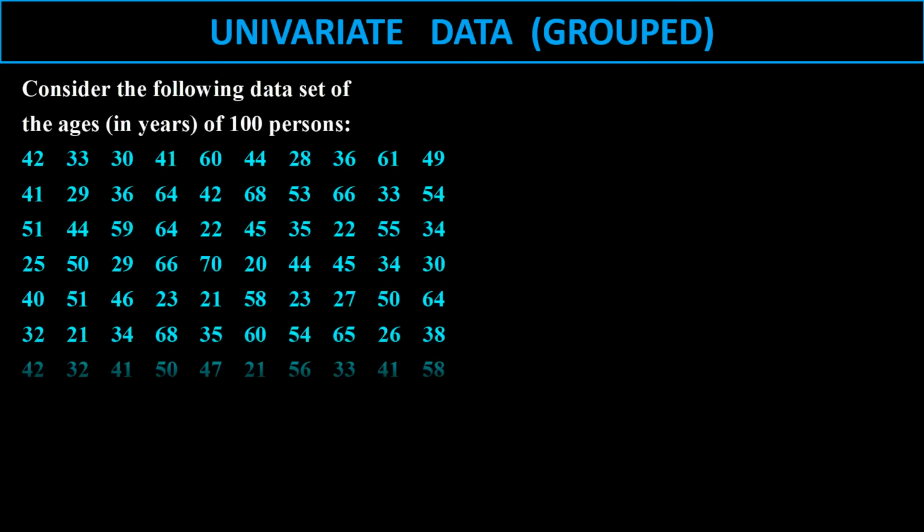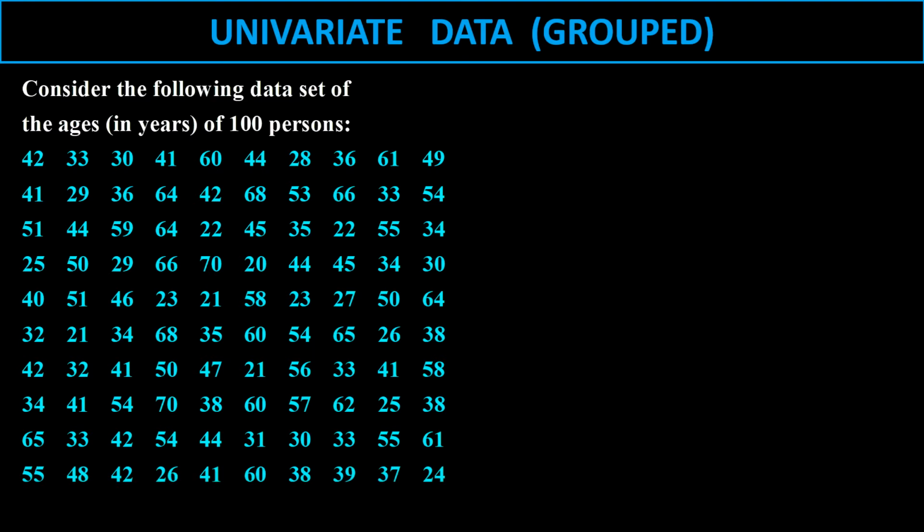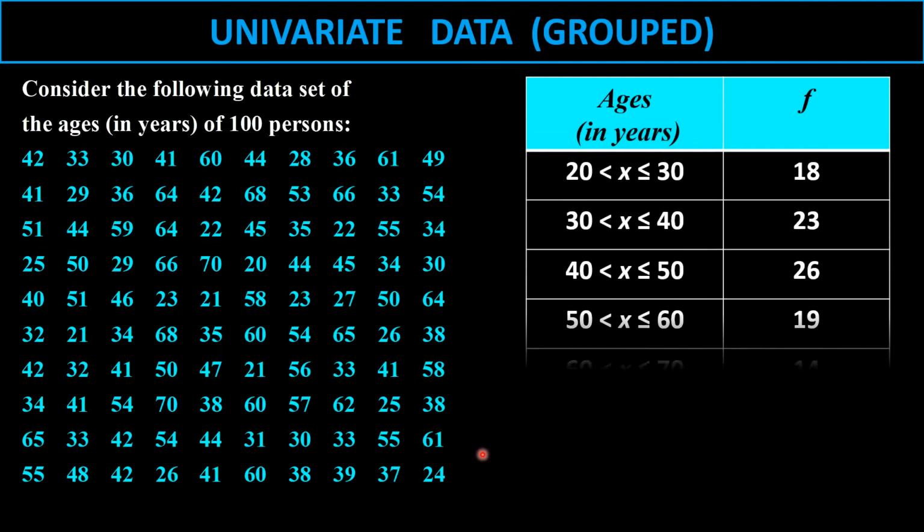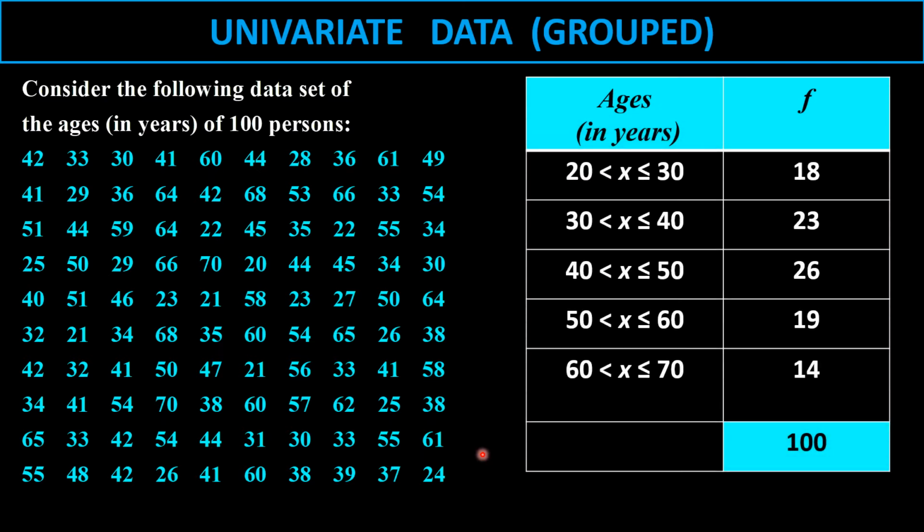Let's consider the ages of 100 individuals, and it's quite busy looking at it. Now we can actually group the data. There are 100, and we have ages in the 20s, and the 30s, and the 40s, and the 50s, and the 60s, and the 70s. So we can group them: the group from 20 to 30, and from 30 to 40, and from 40 to 50, 50 to 60, and 60 to 70.